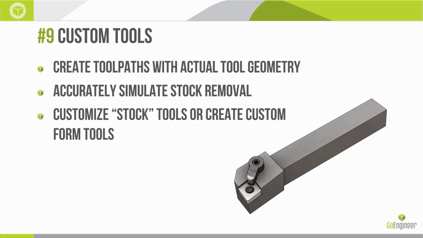There are two ways of creating custom tools. One is to just customize the stock library tools. And this would be using the same shape, but adjusting, say, the diameter or the shank diameter or the flute length or the flute number, just customizing library tools and then saving them out as new tools. But you can also create custom form tools.